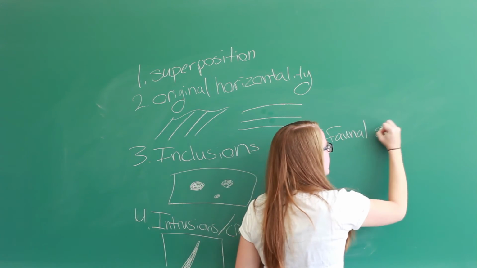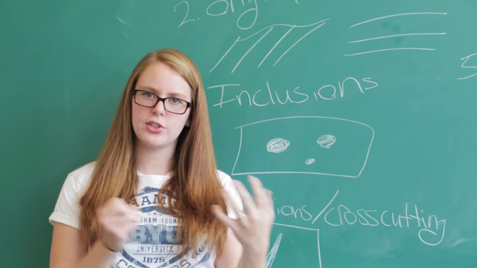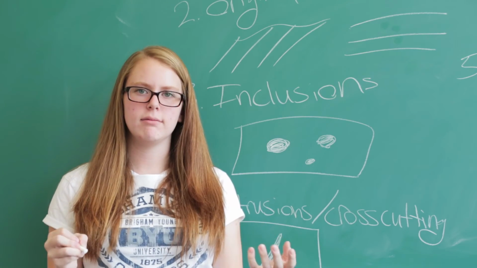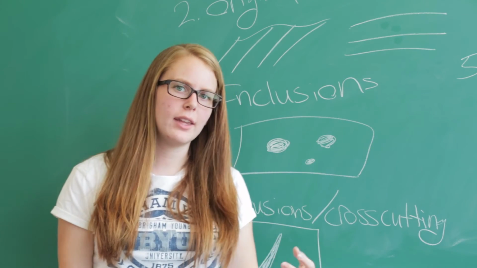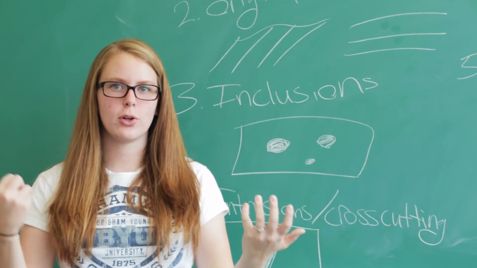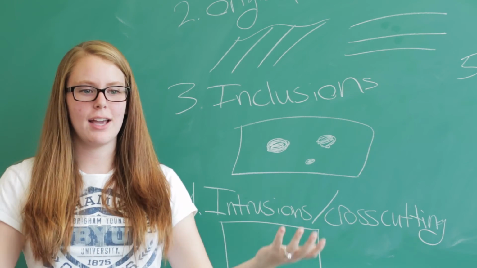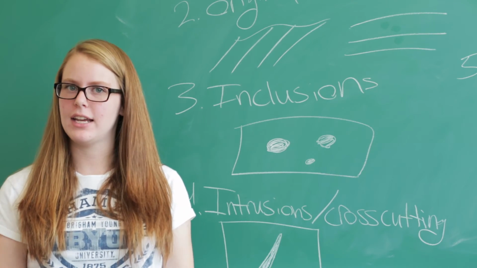faunal succession. This one is very similar to superposition, except you use fossils to determine which one is older or younger. So let's say that I have a dinosaur in one layer and a dog in another. We know that dinosaurs are way older than dogs, so any rock layer containing a dinosaur has to be older than a rock layer containing a dog.